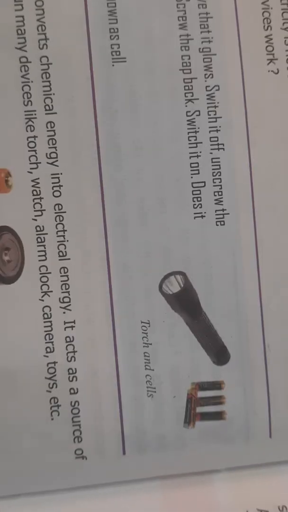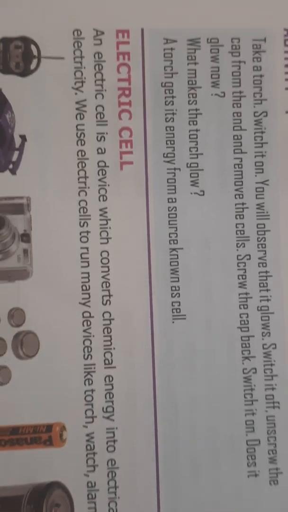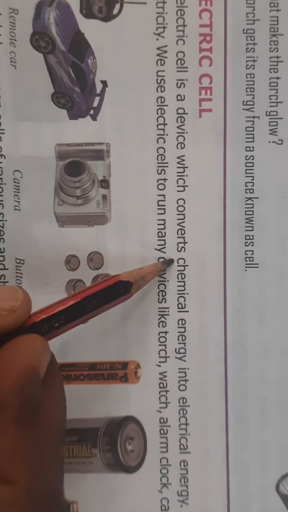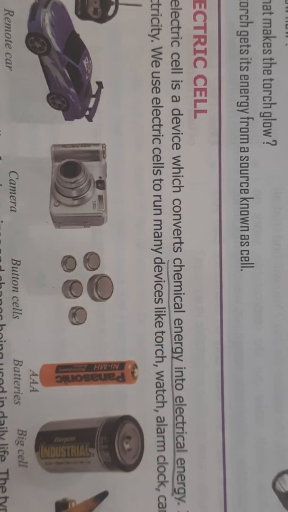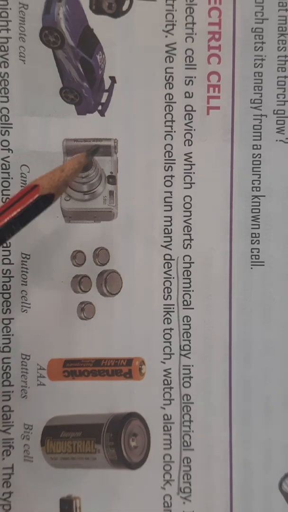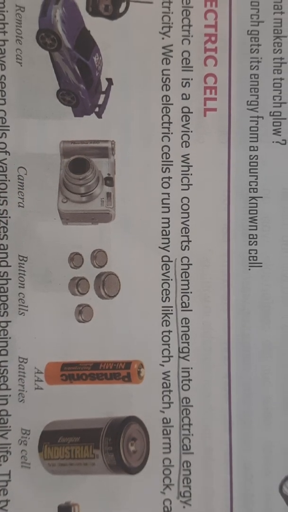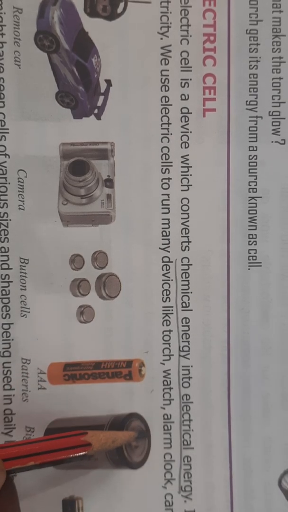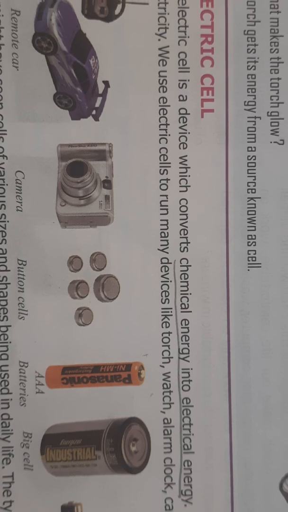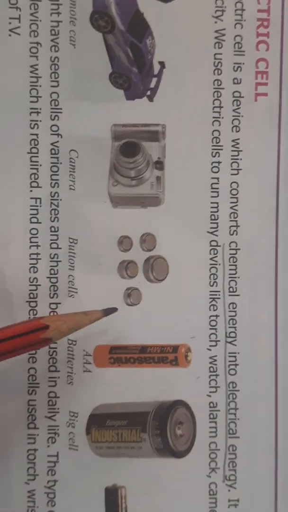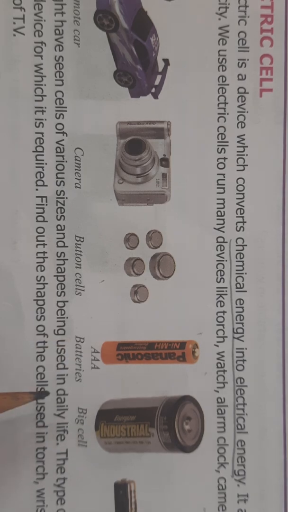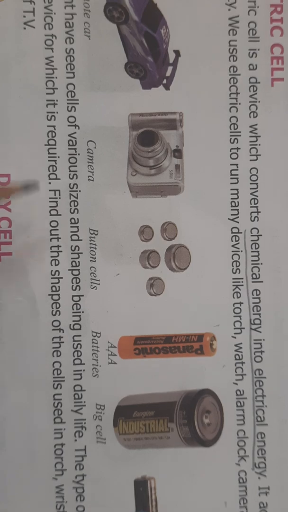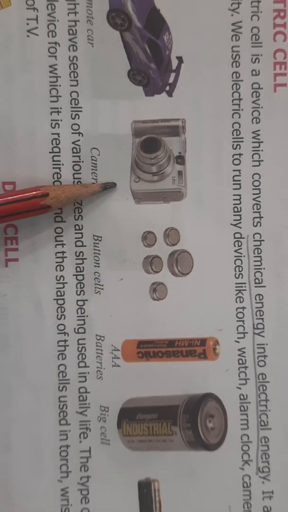So what are basically cells? An electric cell is a device which converts chemical energy into electrical energy, and it acts as a source of electricity. We use electric cells to run many devices like torch, watches, alarm clocks, cameras, toys and so many things. You must have seen cells of various sizes and shapes that we use in our day-to-day life. The type of the cell used depends on the device for which it is required.